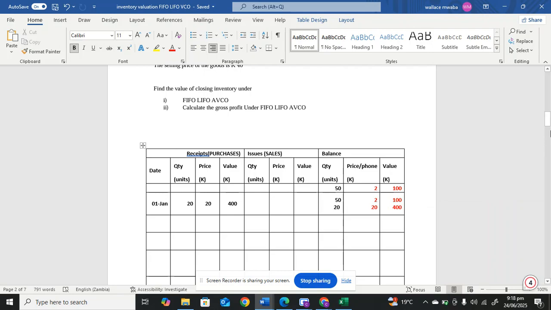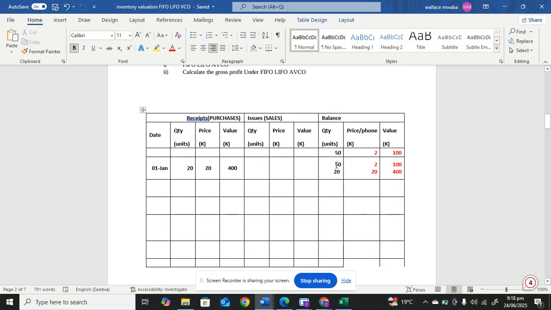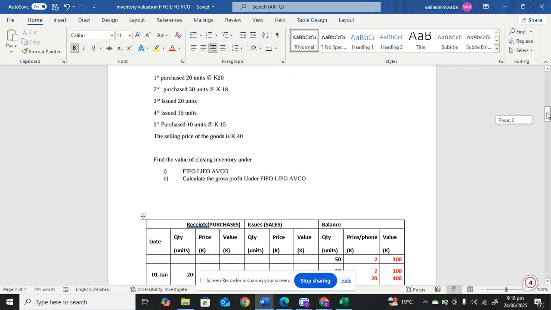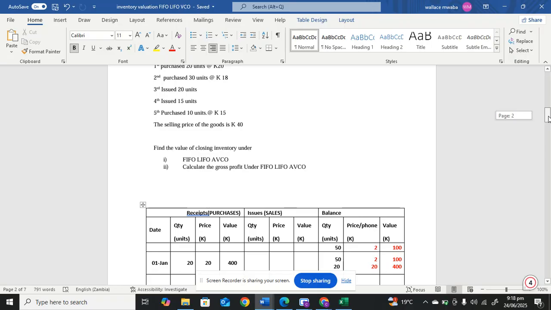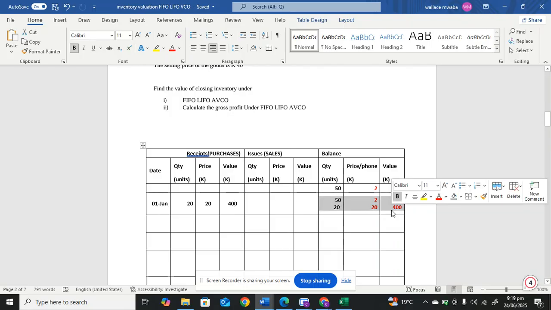Madam Sylvia, these values we're getting from these transactions here. Our opening inventory, we had 50 units valued at 2 kwacha. You put that on the balance side here. The next transaction that occurred, we bought 20 units valued at 20 kwacha. So when there's a purchase, you put it in the purchases column here: 20 units valued at 20 kwacha, total value 400 kwacha. Then when you make a purchase, you divide your units into batches like this.